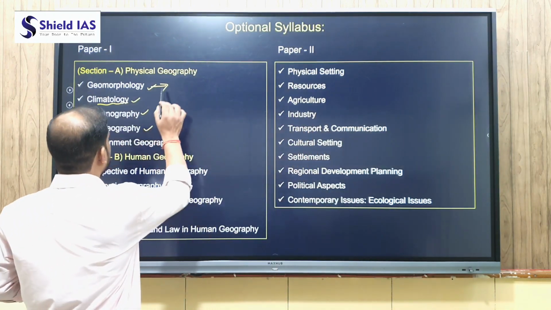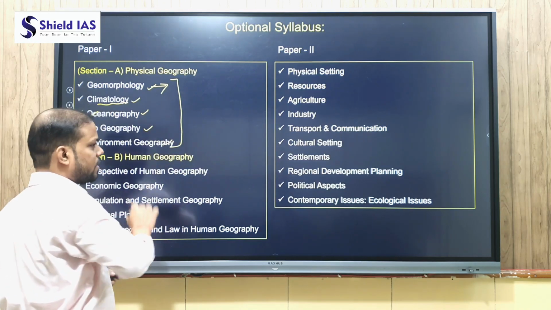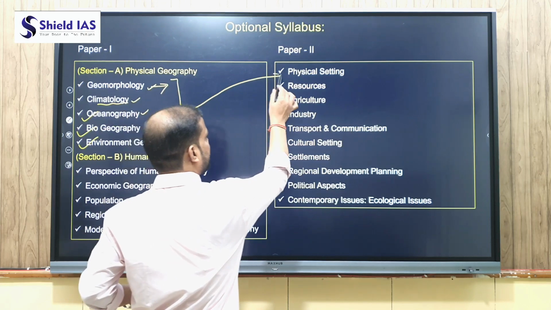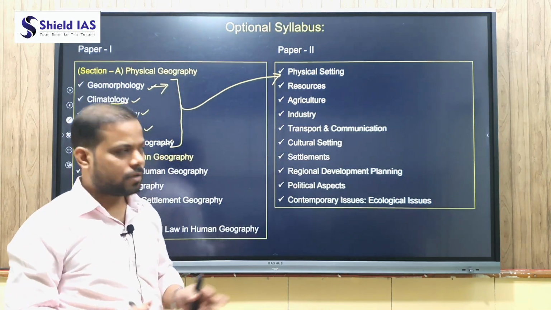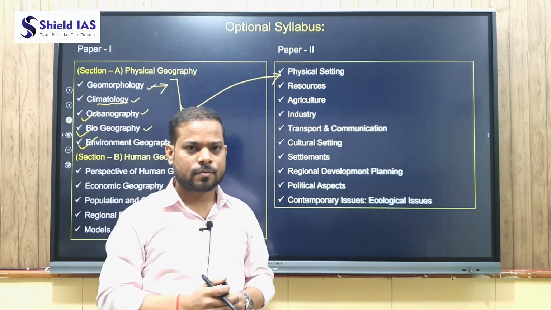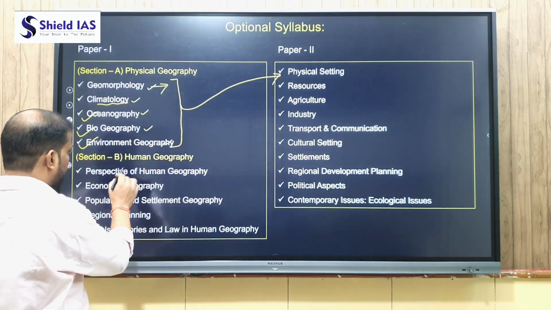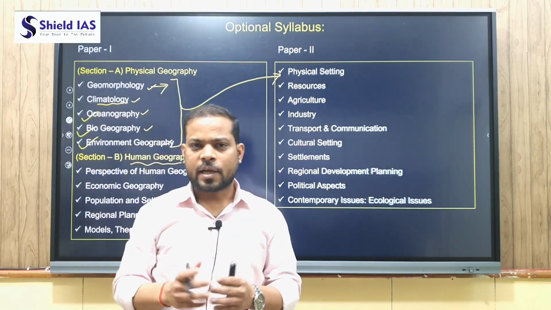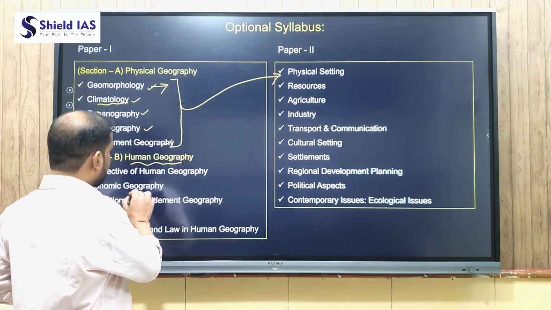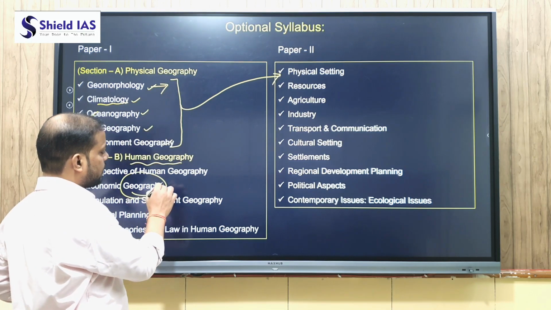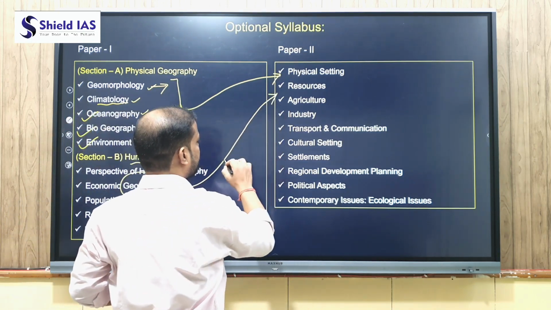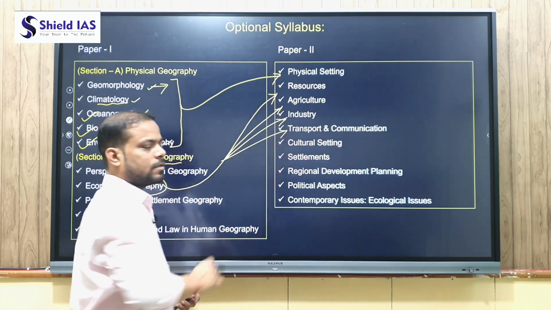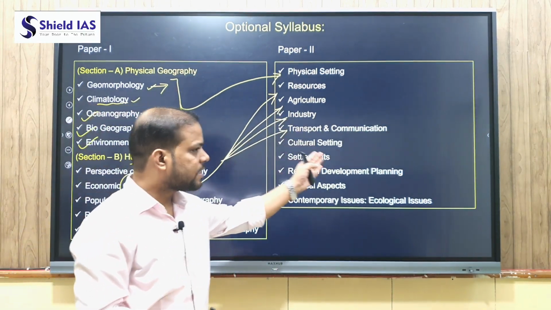And after completing physical geography, that is section A of paper 1, you can directly link the theory and concept part with paper 2, that is the application part, that is physical setting. And when we talk about human geography, we have perspectives of human geography and economic geography. In economic geography, when we cover the theory and concept part, you can directly link with resources, agriculture, industries and transportation, that is the application of the theory part.